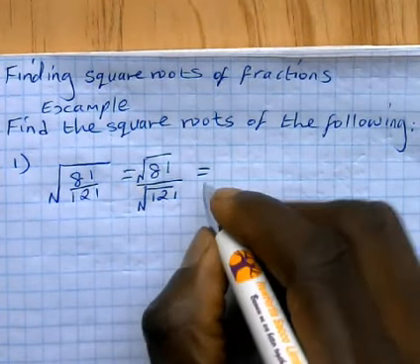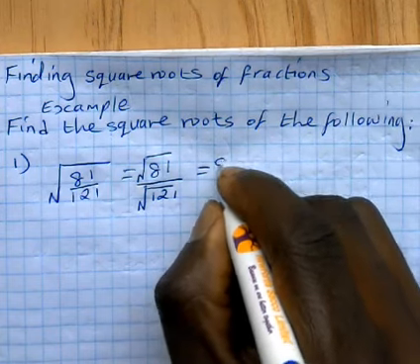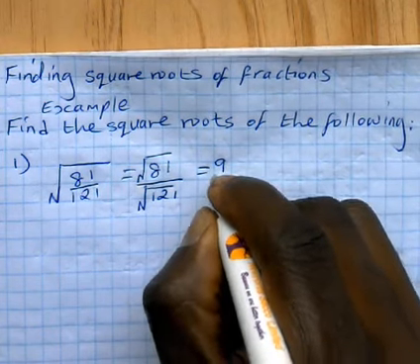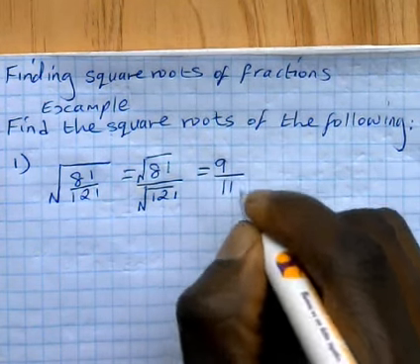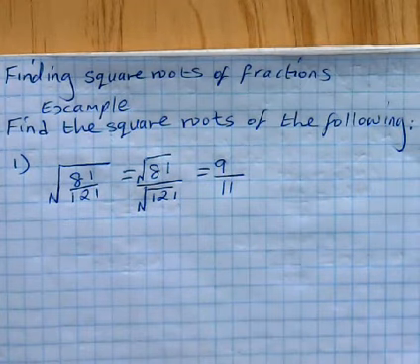Now the square root of 81 is 9, and the square root of 121 is 11, and therefore the square root of 81 over 121 is 9 over 11.